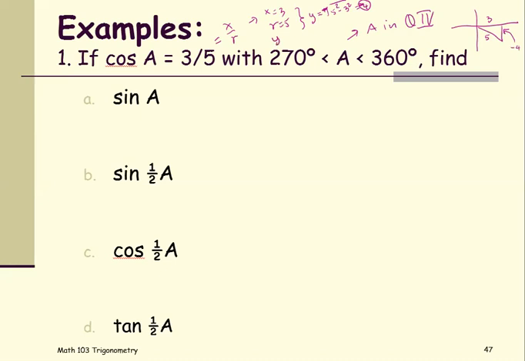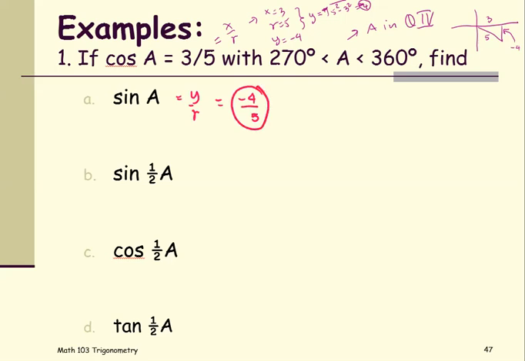Now we summarize: y is negative 4. We are going to find sine of A. Sine A, by definition, is y over r. The y value we just found is negative 4, r is 5. So the answer is negative 4 over 5.